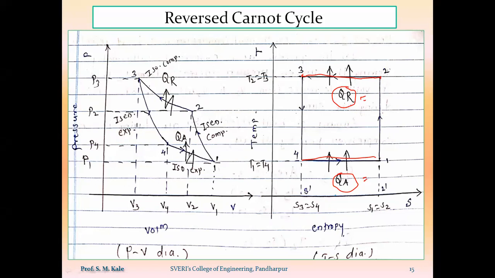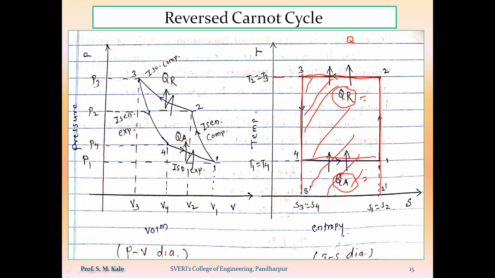To calculate the value of QR, which formula will I use? In 2 to 3, the temperature remains constant. So for QR also, I am going to consider the area under the TS diagram during the process 2 to 3, that is, this entire area. So this much area I am going to consider to calculate the amount of heat rejected.